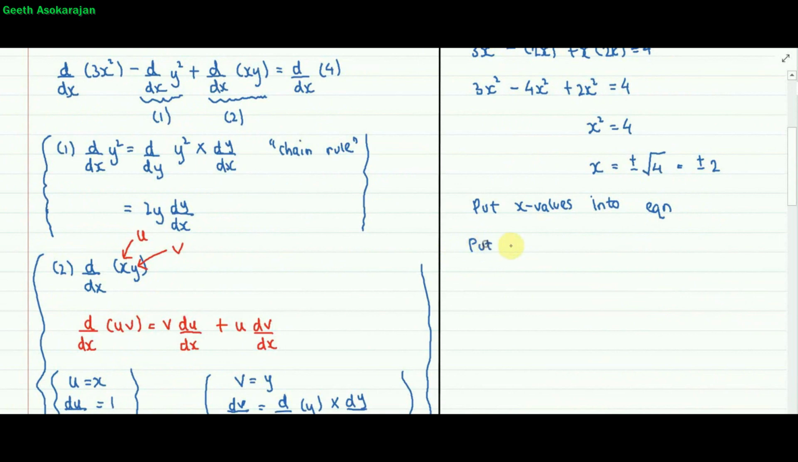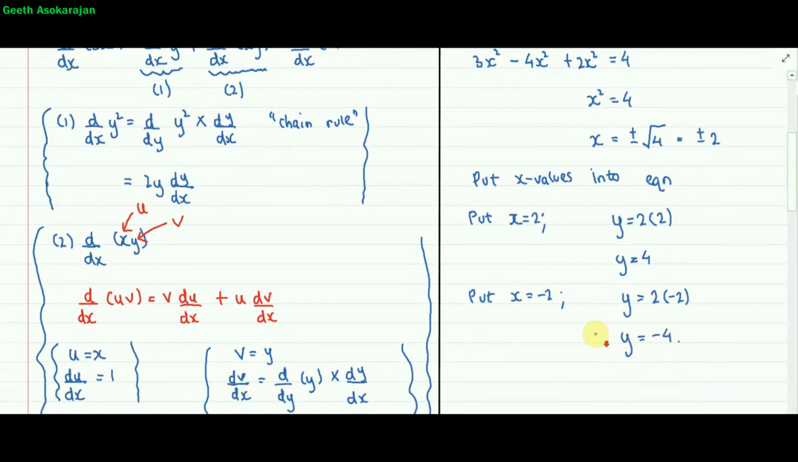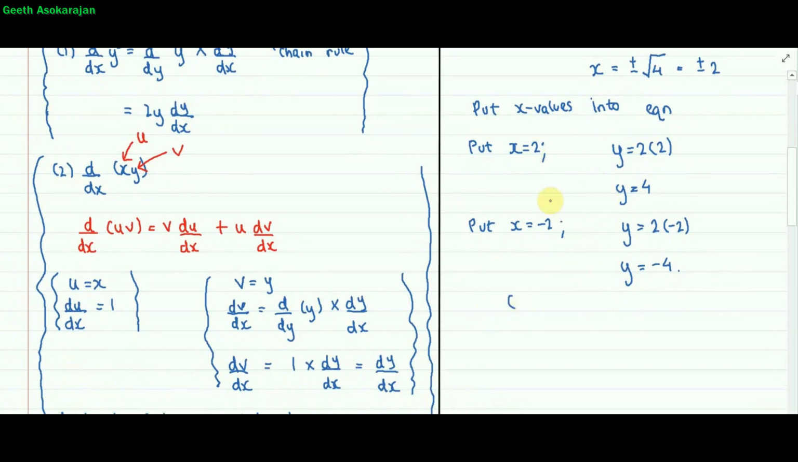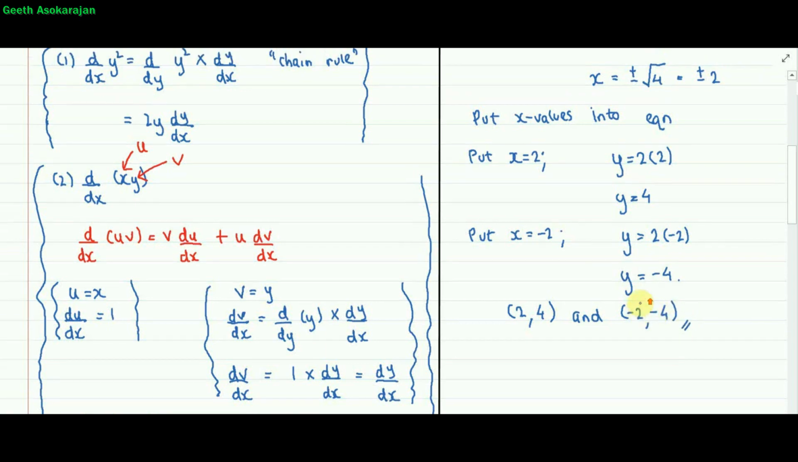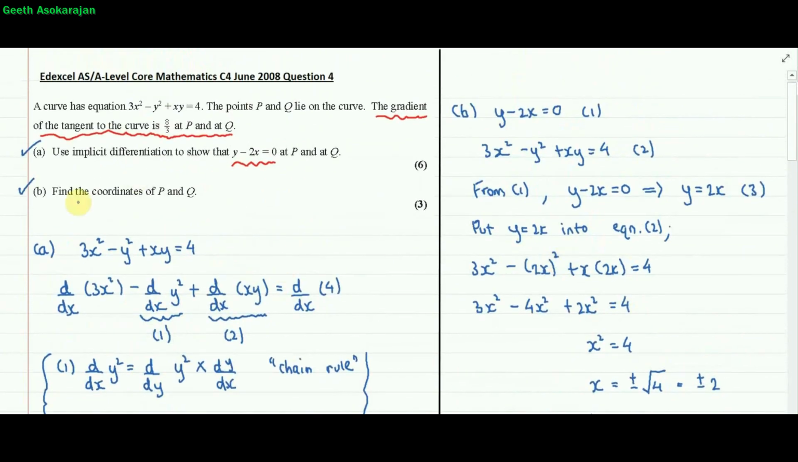So firstly, let's see what happens when x is equal to plus 2. When x is plus 2, y is equal to 2 times x, which is 2 times 2, being 4. So this is the y value corresponding to x equals plus 2. Let's do the same for the other x value, which is minus 2. When x is minus 2, y is equal to 2 times minus 2, which is minus 4. Just to summarize, we have 2 coordinates here: when x is plus 2, the y value that corresponds to this is plus 4, and when x is minus 2, the y value corresponding to that is minus 4. So these are the answers for the coordinates, and these are the answers to part B of this question.